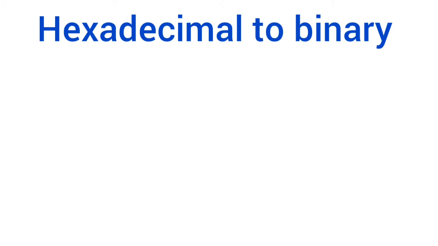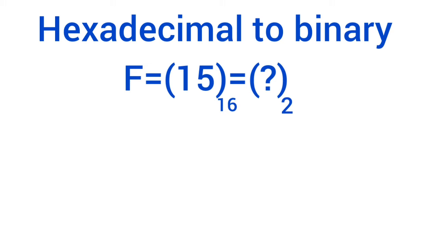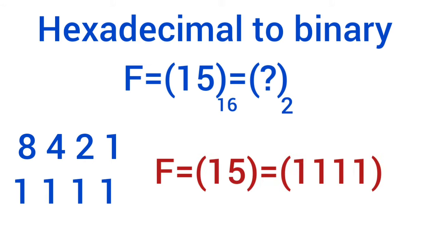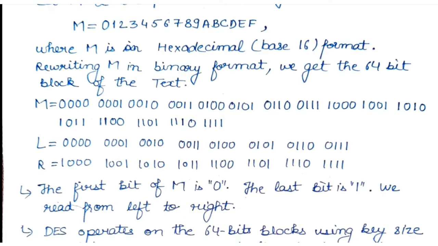In hexadecimal, F is equal to 15. We will use the 8421 configuration, that is, put 1 under the digit you want to use. So for 15 we have to add 8 plus 4 plus 2 plus 1. So we will put 1 1 1 1 under 8421. So the binary code for F, which is 15, is 1111. This is how all the digits in M that are in hexadecimal format are converted into binary format.